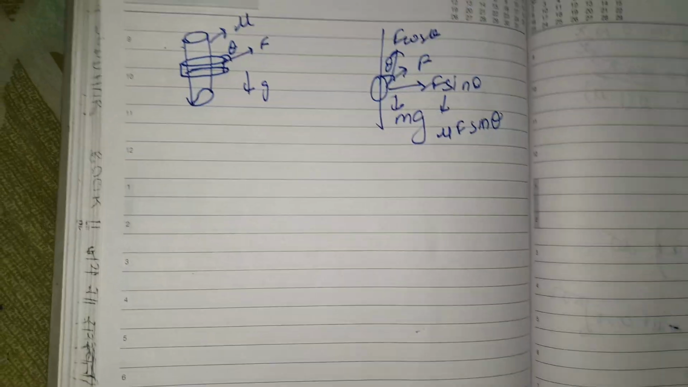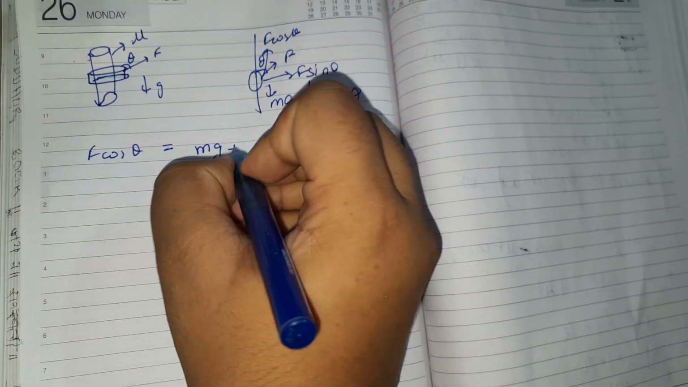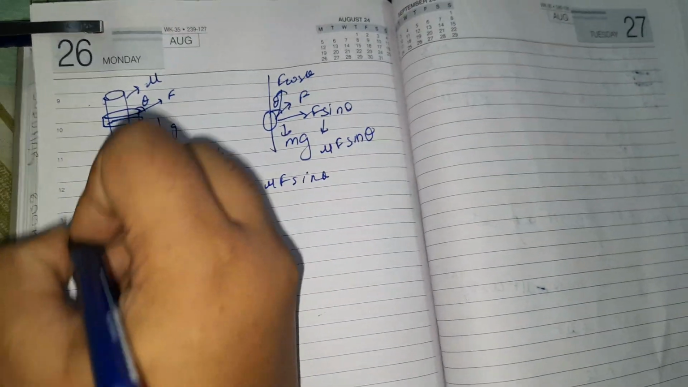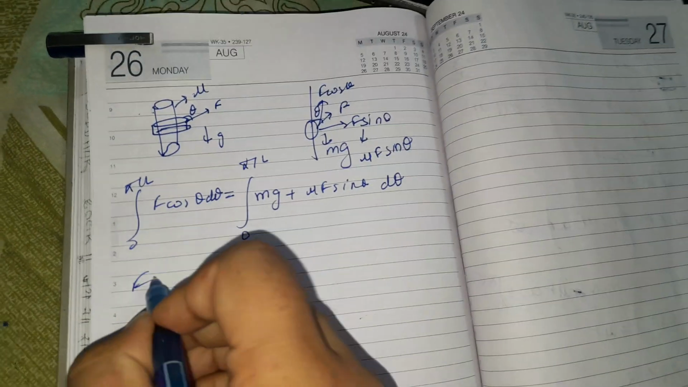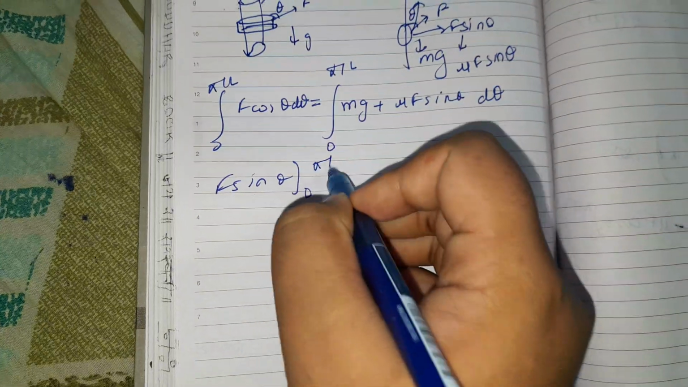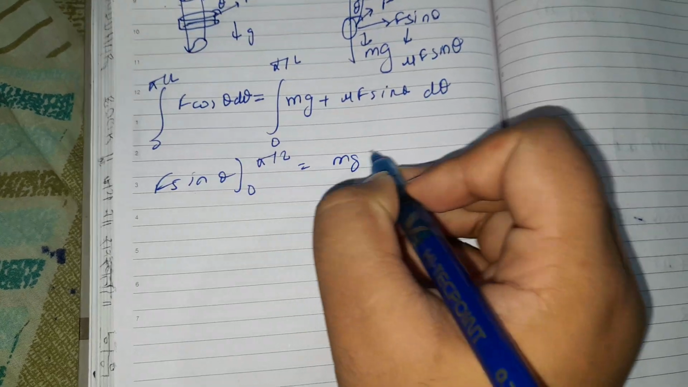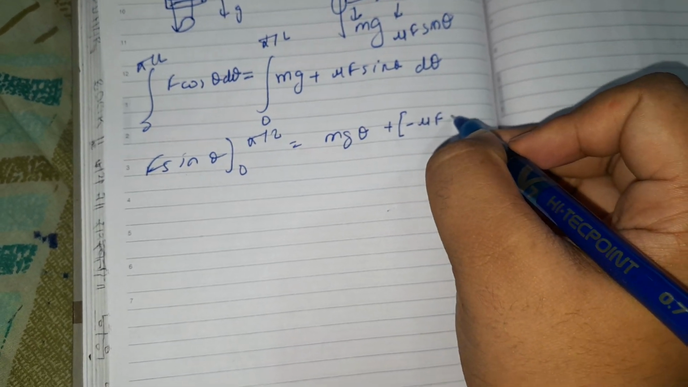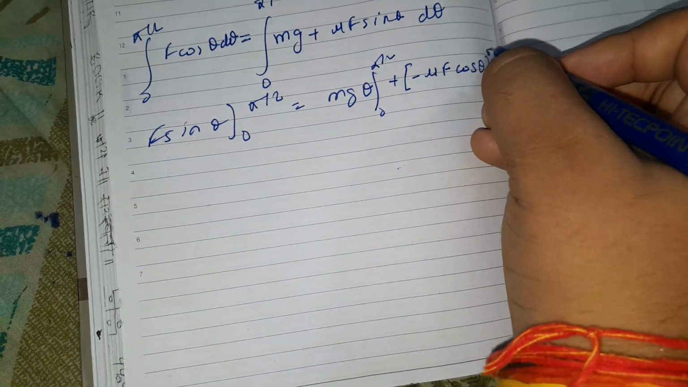So this question can be solved only by conserving the force, like F cos theta will be equal to mg plus mu F sine theta, and simply integrate the value from 0 to pi by 2 on both sides. Here we will add d theta and here we will also add d theta, and this will simply be F sine theta from 0 to pi by 2, and this will be mg theta plus minus mu F cos theta from 0 to pi by 2.